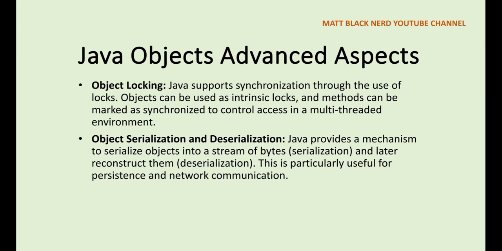Object locking. Java supports synchronization through the use of locks. Objects can be used as intrinsic locks and methods can be marked as synchronized to control access in a multi-threaded environment. Object serialization and deserialization. Java provides a mechanism to serialize objects into a stream of bytes and later reconstruct them. This is particularly useful for persistence and network communication.